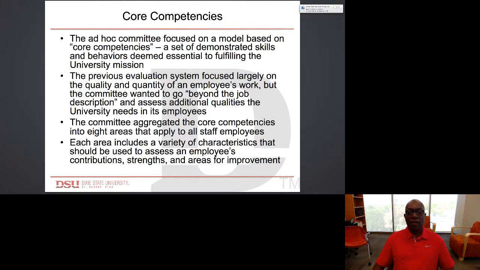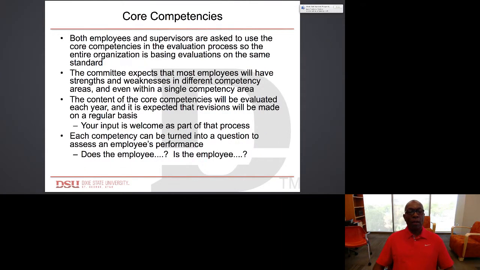The committee aggregated the core competencies into 8 areas that apply to all staff members. Each area includes a variety of characteristics that should be used to assess the employee's contribution, strengths, and areas of improvement. Both employees and supervisors are asked to use the core competencies in the evaluation process, so the entire organization is basing evaluations on the same standard.